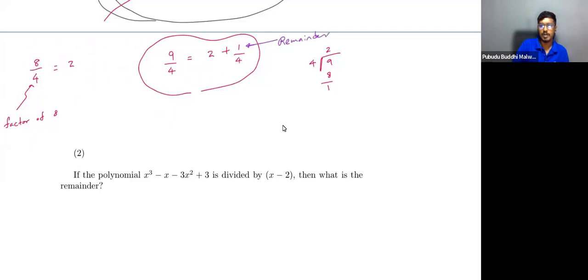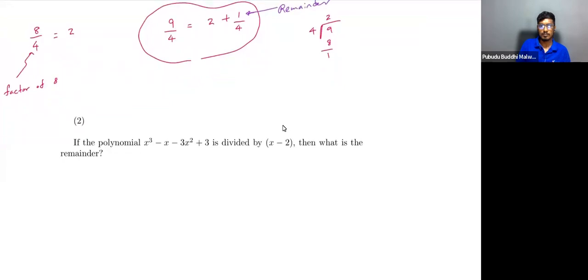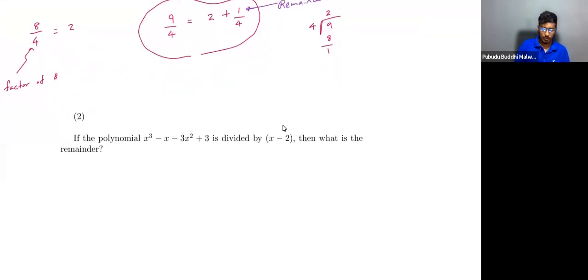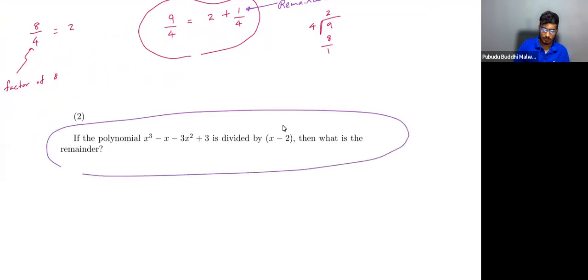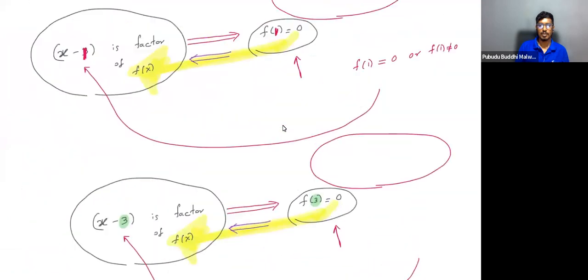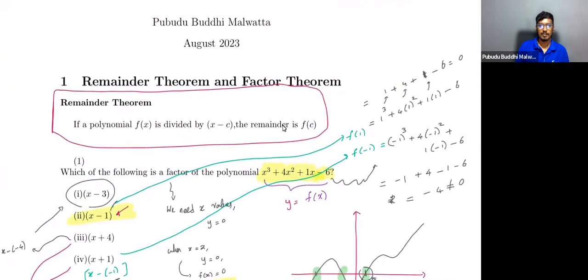That's the most important part for us right now. Now for this problem, a polynomial is divided by x minus 2. Then what is the remainder? So I'll show you the remainder theorem. This is the remainder theorem. If a polynomial f of x is divided by x minus c, the remainder is f of c.